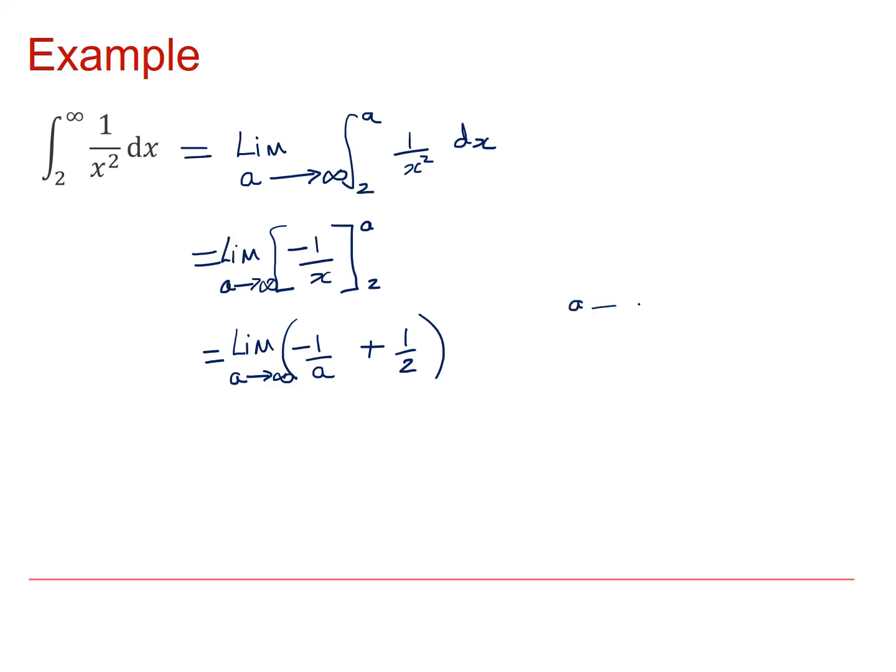Well, now we can look at what happens. So as a tends to infinity, 1 over a tends to 0. So this bit of our result is going to disappear, leaving me with just a final result of a half. So this integral ends up limited to a half.